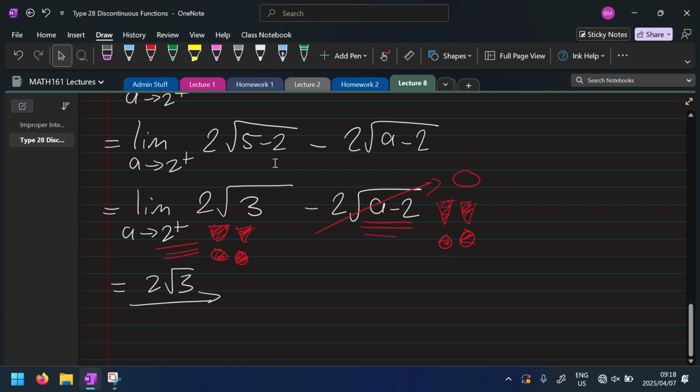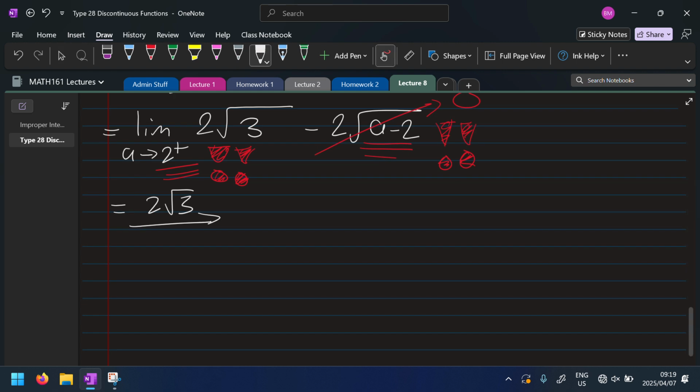Any questions on this one? You're fine with that. Okay. Number 2. We have the integral from 0 to pi over 2 of sec x dx.